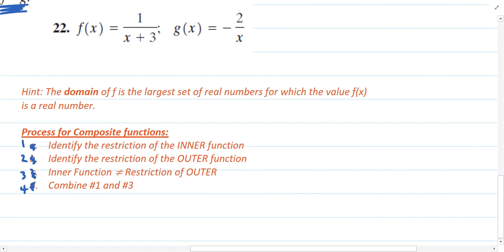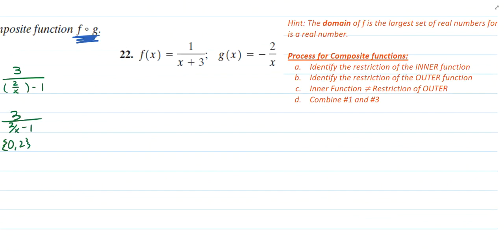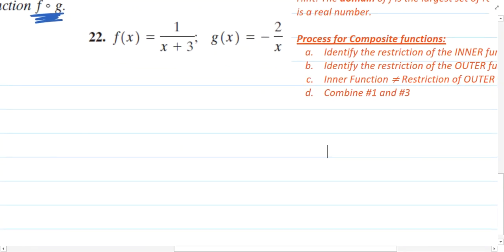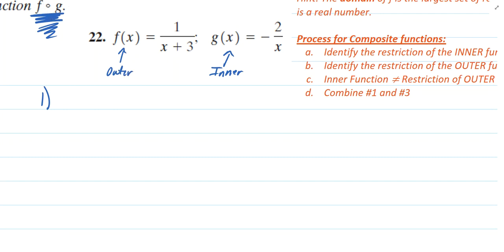So let's try that with number 22 as well. Got those instructions moved out of the way so that we can do this. All right, step number 1, identify the restriction of the inner function. Well, we're again composing f with g, so we've got the inner function at g and the outer function at f. If the order had been switched, we would switch the order in these steps, but we're using the same composite in the same order as we did before.